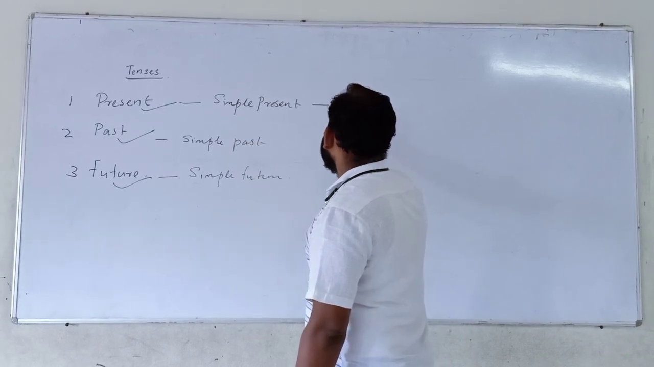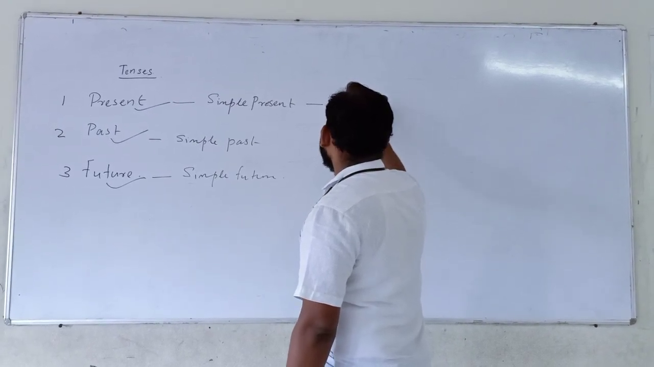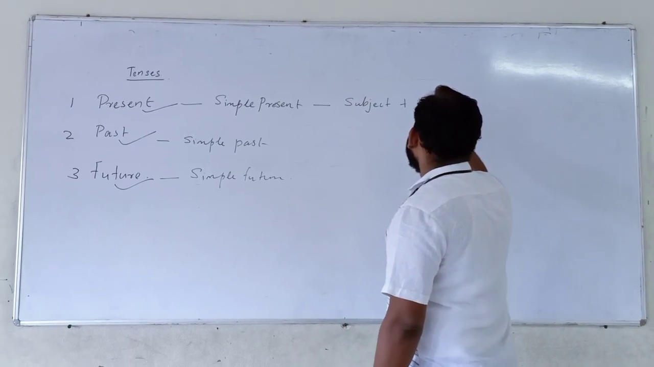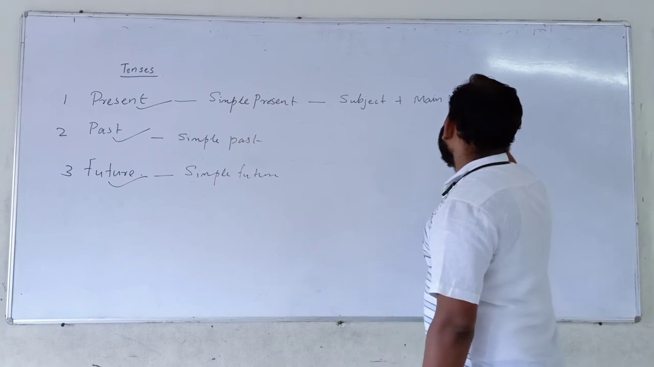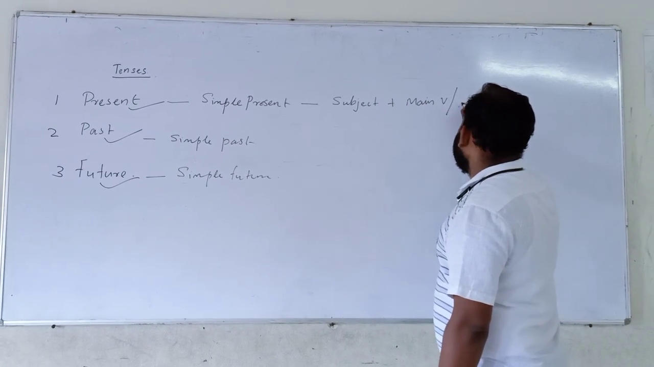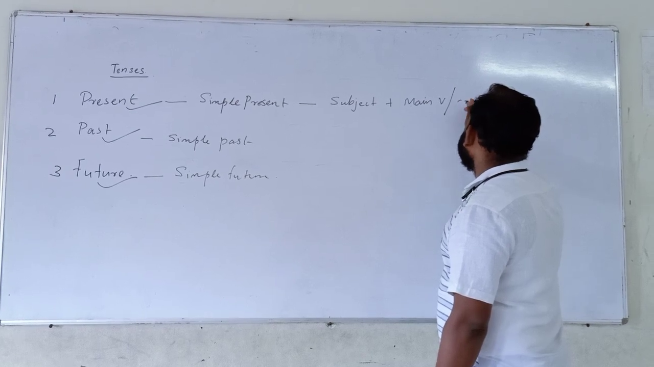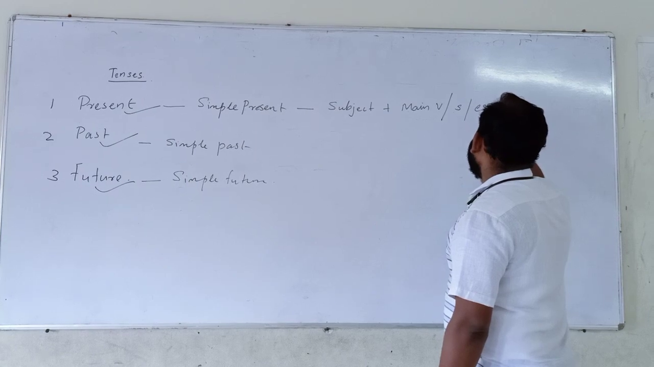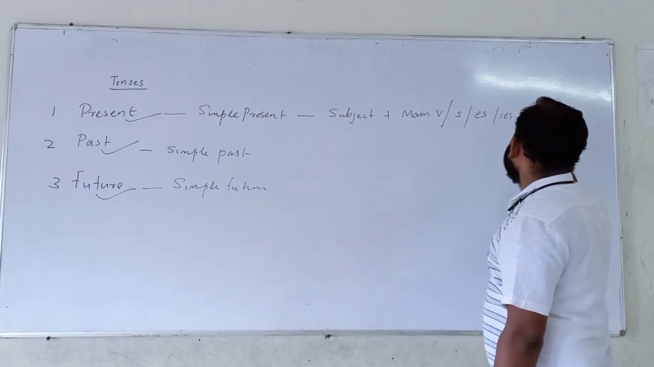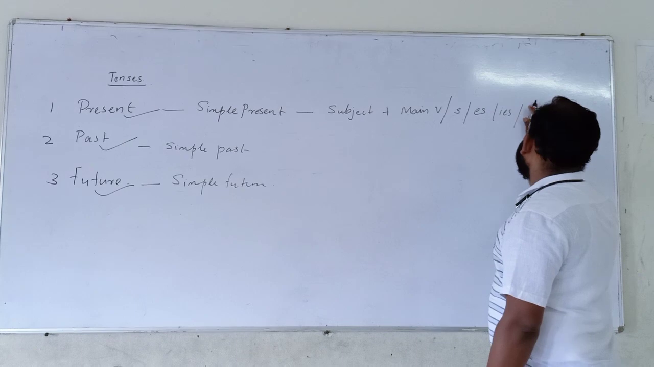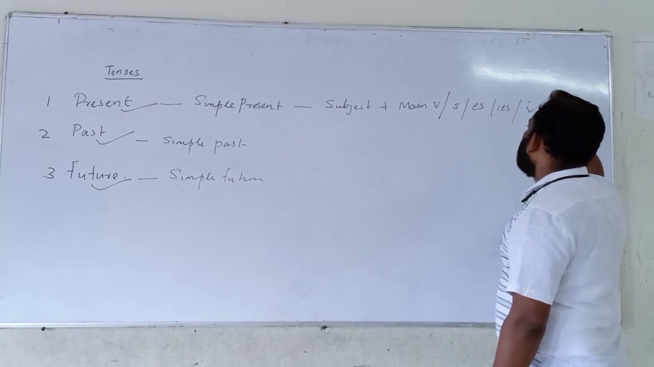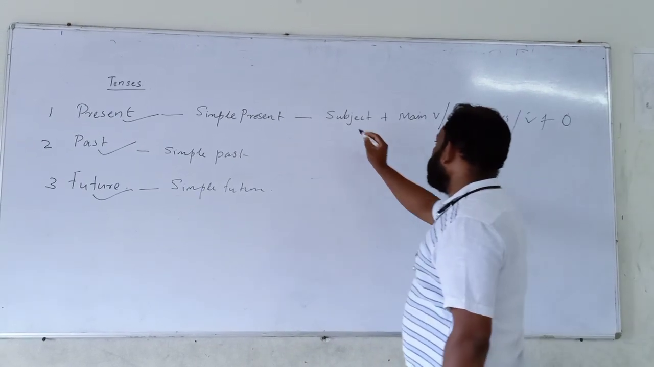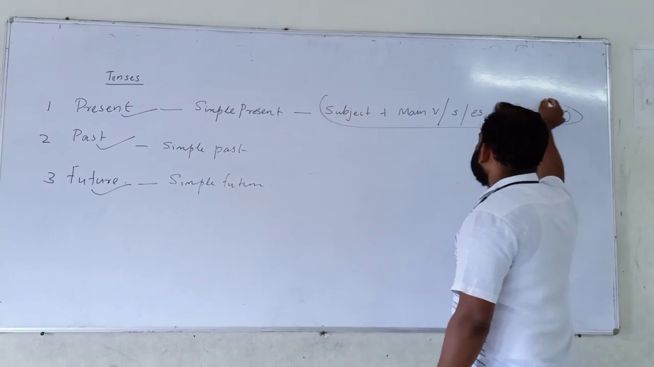You can write it: subject plus main verb, or here you can write the es form, or the ies form of the verb, plus object. This is the main form of the simple present tense.